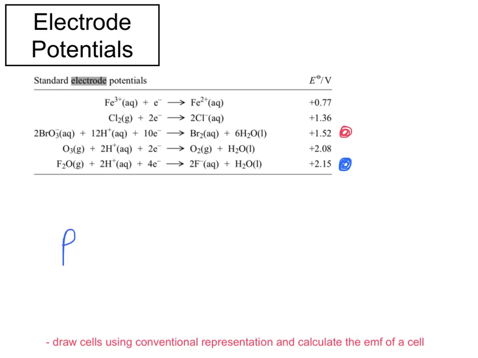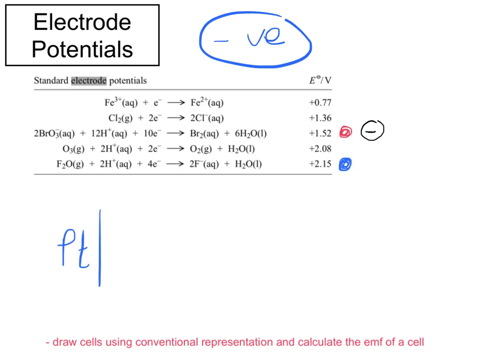So we'd have Pt first as the electrode. We then have a phase boundary. Which one of these we draw first will depend on what the EMF value is. So let's just pretend the EMF value is a negative value. And so we're going to put the more negative electrode on the right-hand side of this cell representation. The more negative electrode is the bromine electrode, and the fluorine electrode or fluoride electrode is the more positive one. So we're going to draw the fluoride one first.